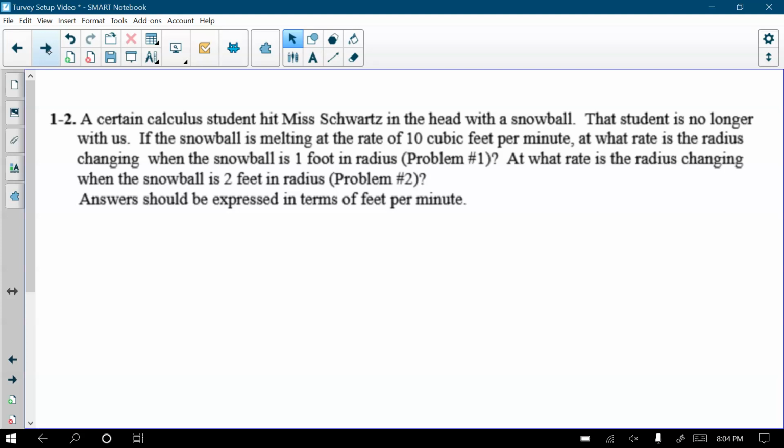If the snowball is melting at the rate of 10 cubic feet per minute, at what rate is the radius changing when the snowball is 1 foot in radius? And then in problem number 2, at what rate is the radius changing when the snowball is 2 feet in radius? The answer should be expressed in terms of feet per minute.